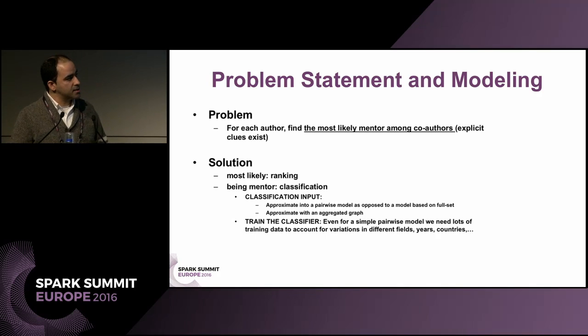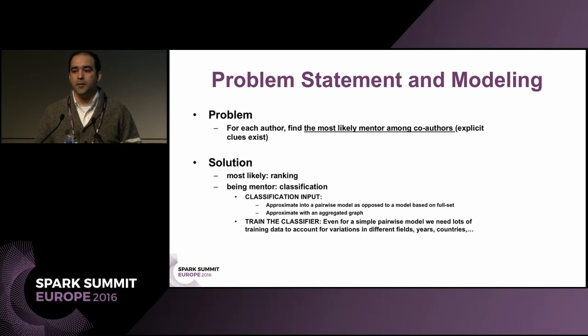So we instead opt for a pairwise model, meaning that I create a model which will give me a score, a classification, a probability, that this guy is my mentor. I apply that model to all my co-authorships, and after that, I rank the co-authors for being a mentor, and I find it. That's one simplification to define the classification input, so we are comparing two vertices only at a time.